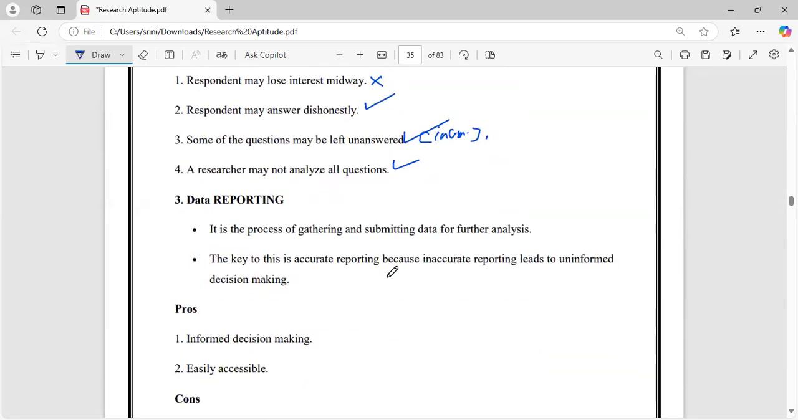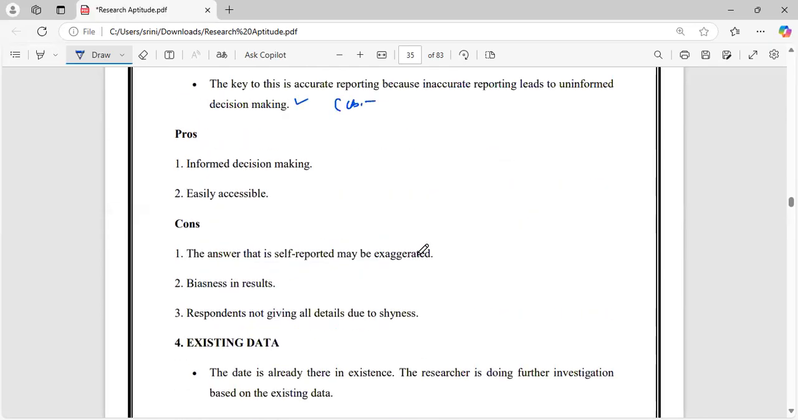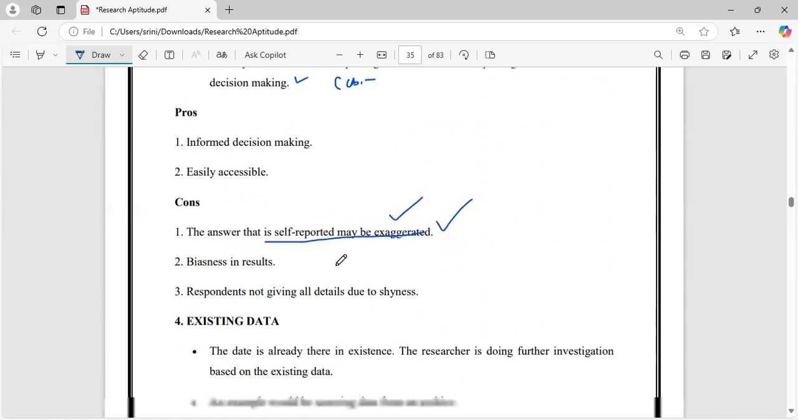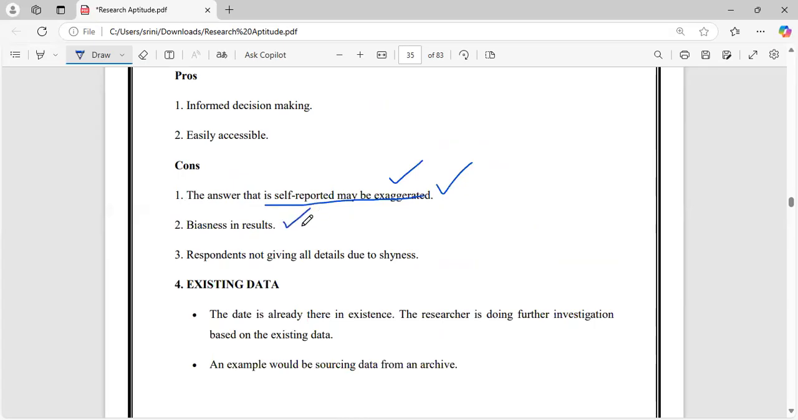Then the report is a process of gathering and submitting data for further analysis. The key to this is accurate reporting, because inaccurate reporting leads to uninformed decision making and can make a biased decision. Advantages include informed decision making and easy accessibility. Disadvantages: the answers that are self-reported may be exaggerated, resulting in bias in the result. The respondent may not give all details due to shyness.